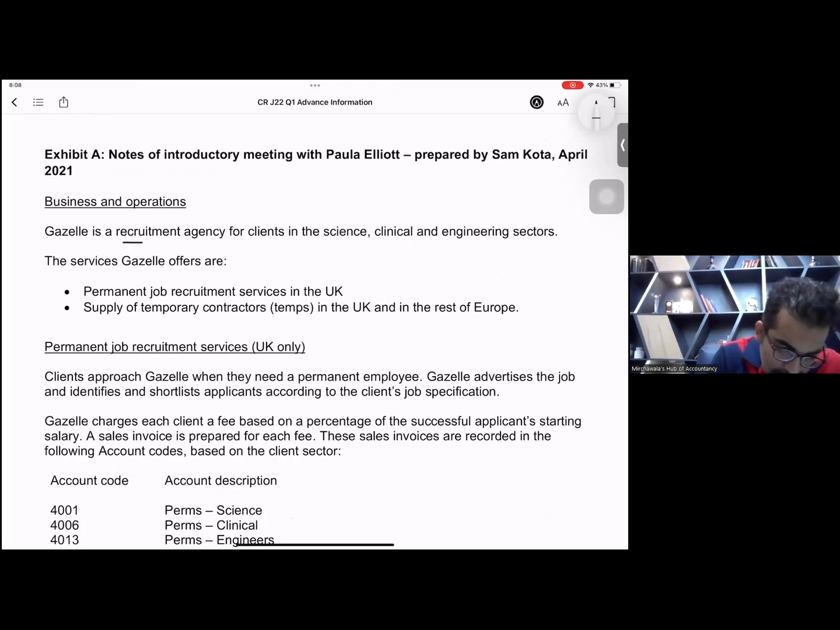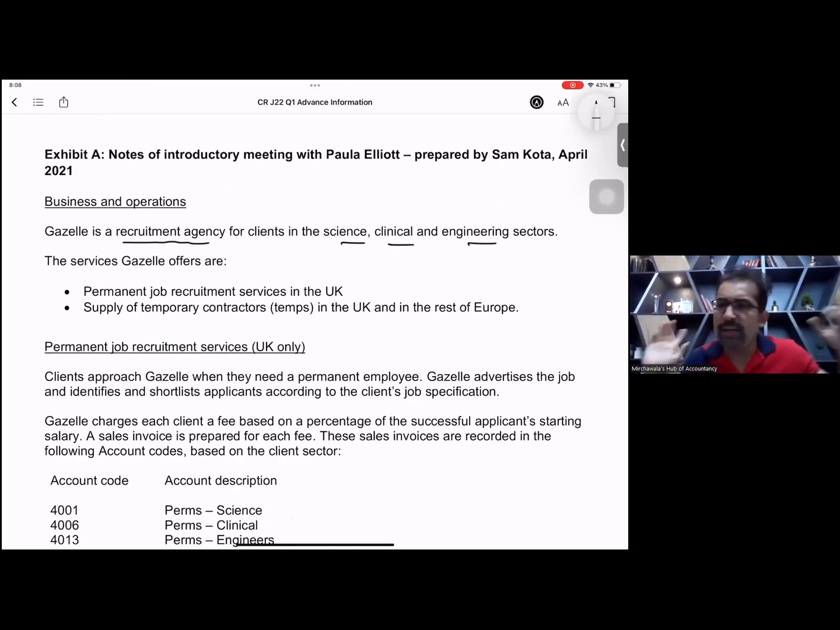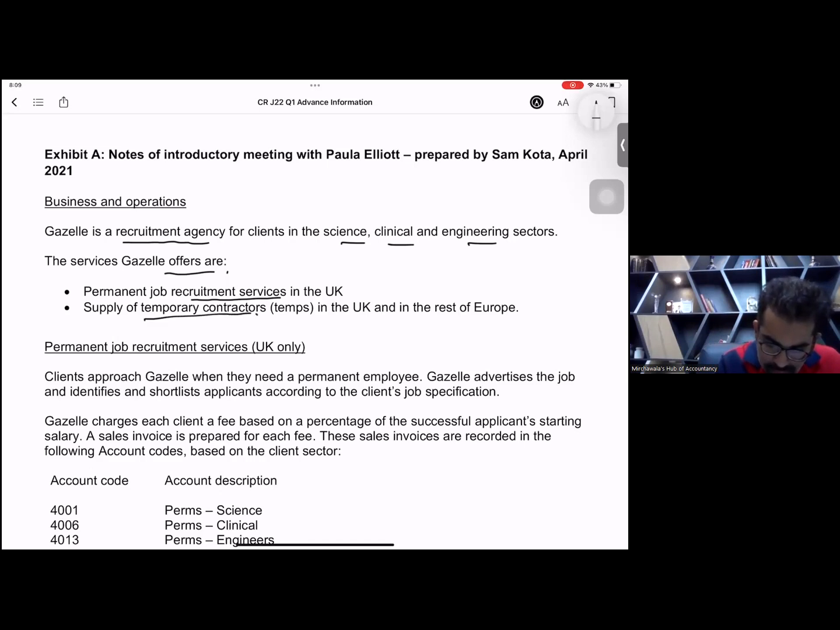Gazelle is a recruitment agency for clients in the science, clinical, and engineering sectors, right? What we do, we are service providers. We find employees and provide them to different companies on different terms. Now let's see what the terms are. The services Gazelle offers are permanent job recruitment services and supply of temporary contracts in the UK and in the rest of Europe.